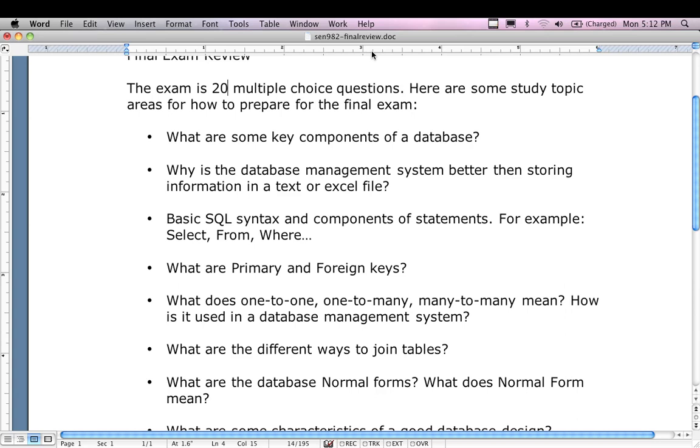Two of the queries are going to have two different types of joins. It's going to ask you to analyze the output of the results of those two joins. You're going to need to know what those joins are doing.